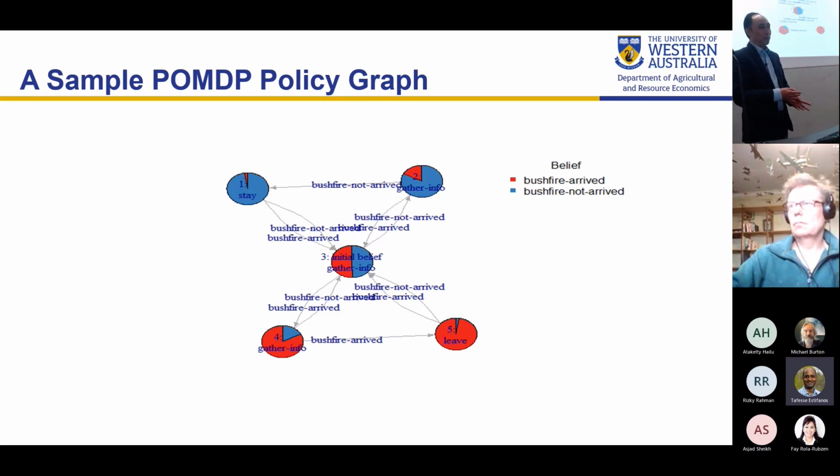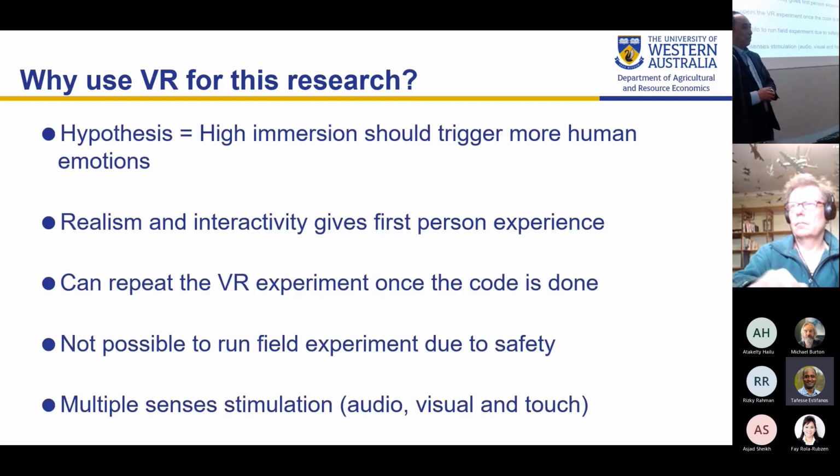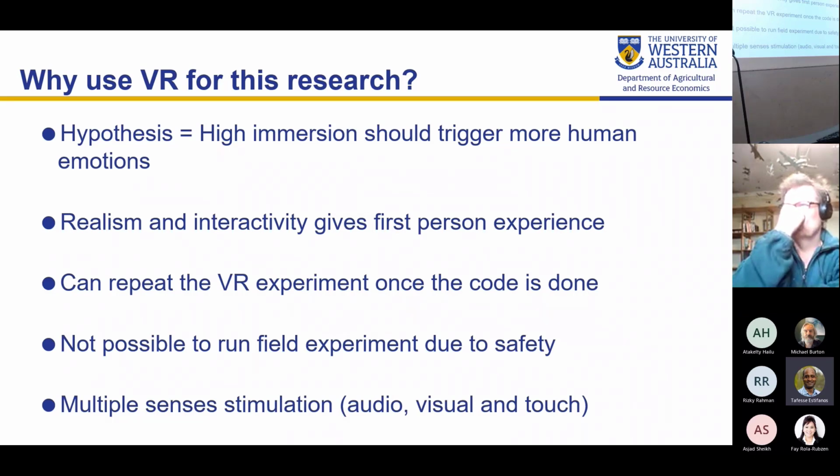And this I would consider the first part of my research, to sort out the POMDP model before I can look at the interesting part of using VR. So we think a highly immersive environment should trigger people's emotions a lot more than in normal circumstances. And VR is probably a perfect tool for doing that because it gives realism. It has the ability to place someone into a virtual environment and at the same time make people feel like they're actually there.